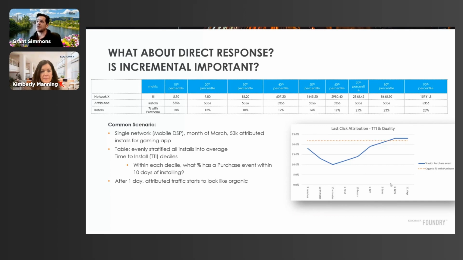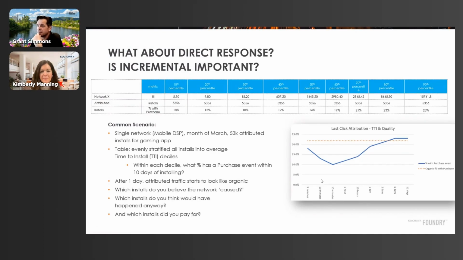And I would ask everybody on the webinar here, what's the last mobile ad you saw? How about 11 days ago? Do you remember? The reality is after one day, everything starts to look sort of organic. And the question you've got to ask yourself here is, which installs do you think the network caused? And which installs do you think would have happened anyway? And ultimately, which installs did you pay for?